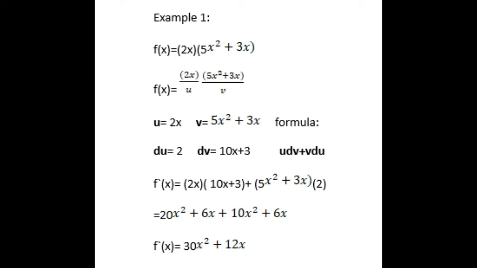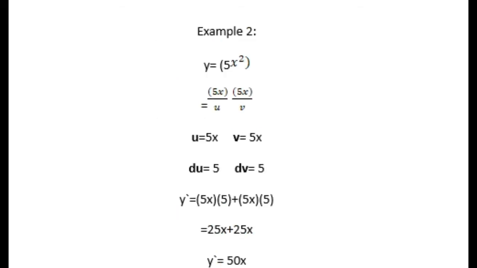Then combine things. 10x squared plus 20x squared is equal to 30x squared. 6x plus 6x is equal to 12x. So, the derivative of 2x times 5x squared plus 3x is f prime of x equal to 30x squared plus 12x. We will figure out our second example of a derivative, which is y is equal to the quantity of 5x squared.